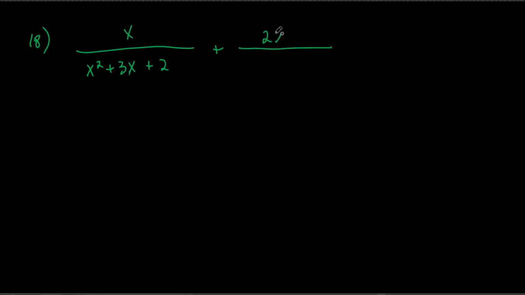All right. 18. I got an x over x squared plus 3x plus 2, plus, oh, another addition of fractions. 2x minus 3 is on top, and x squared minus 1 is on the bottom. Now, this one's a little more complicated, but the first thing we're going to do is this.